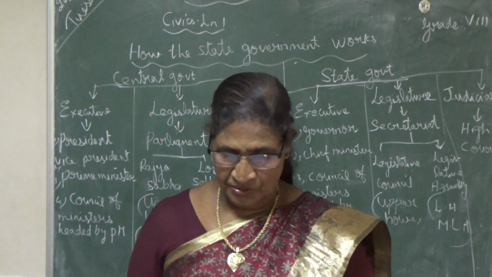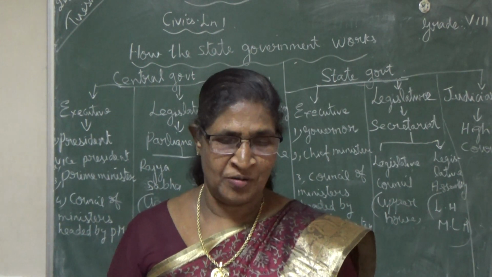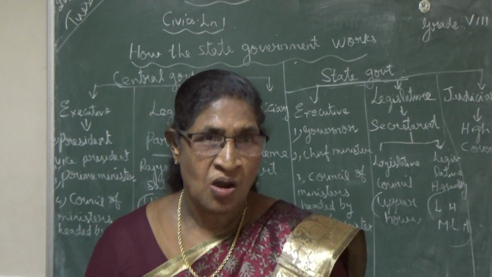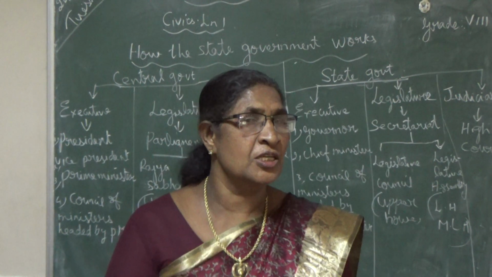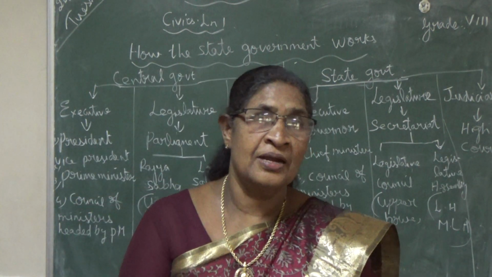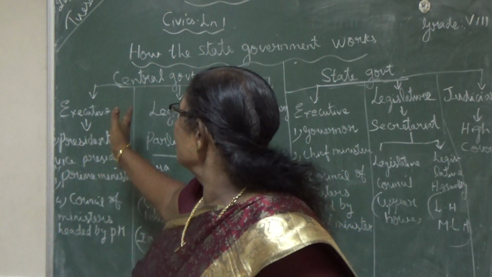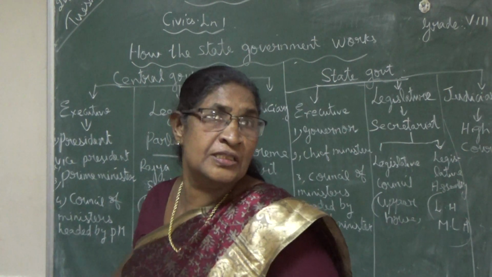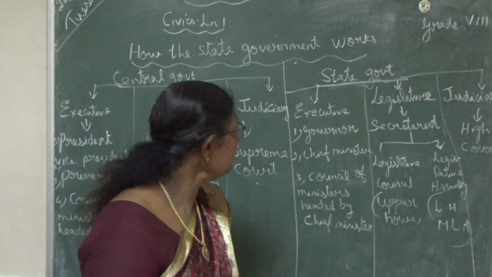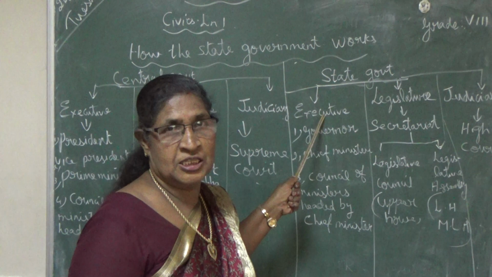Now we want to learn about our state government. I told you the state government also has three organs or three parts, that is executive, legislature and judiciary. Now we can learn one by one in detail. In this lesson we need not study the central government, only the state government. First we want to learn about the executive.